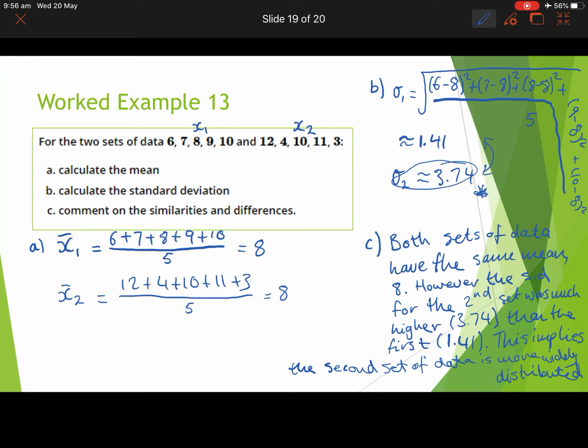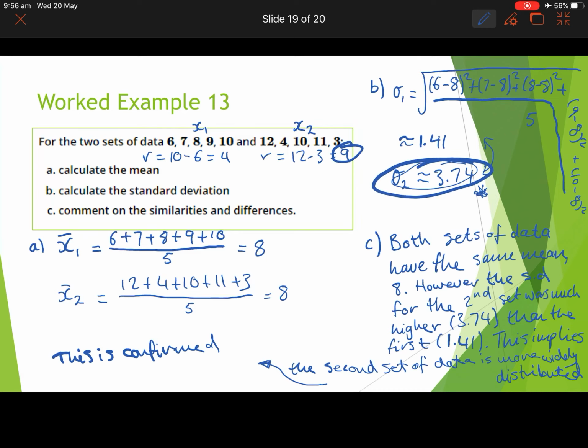Okay, and what you can do is, sorry, over here, you can also add another bit. This is confirmed because if you actually find the range for both sets, the range for this one is the biggest minus the smallest, so 10 minus 6, which is 4, and the range for this one would be 12 minus 3, which is 9. Okay, so that's confirmed because the range is bigger for this second set and our standard deviation was bigger for the second set. That proves that, yes, the data is more widely distributed.